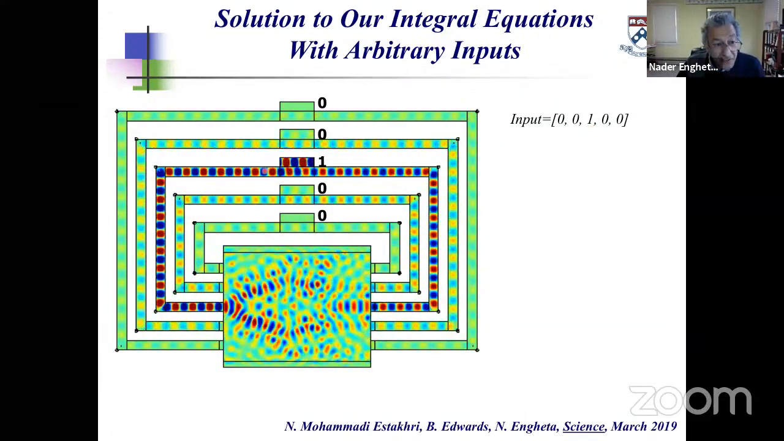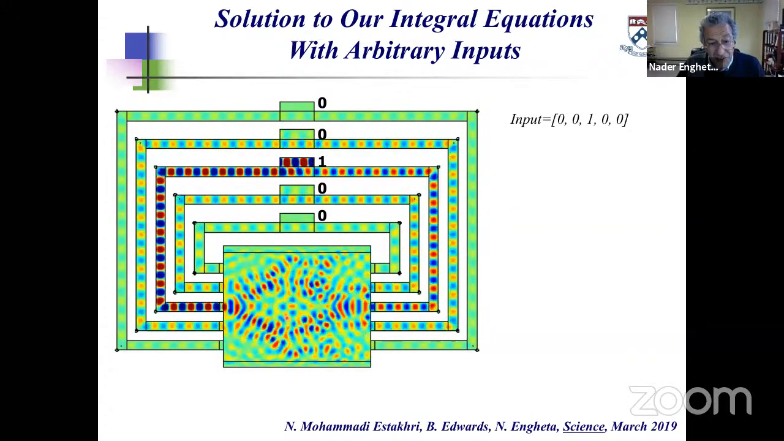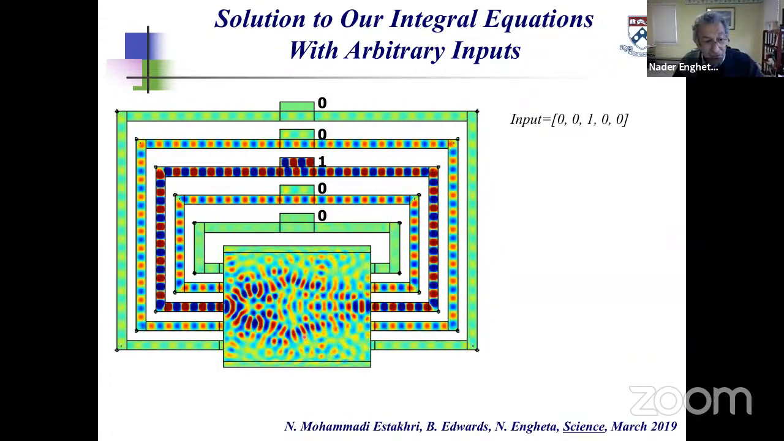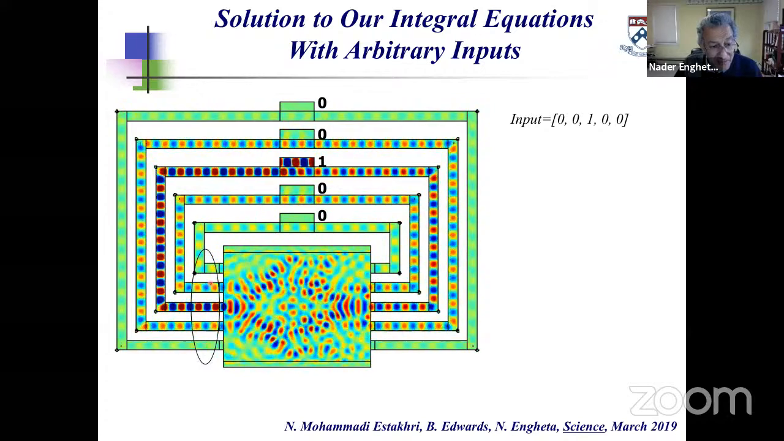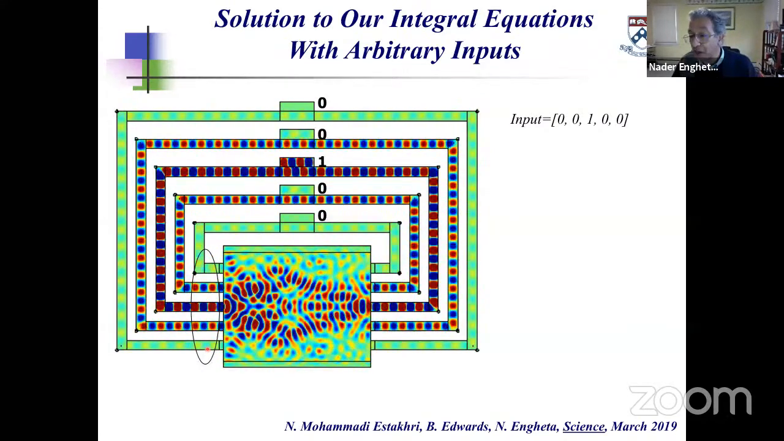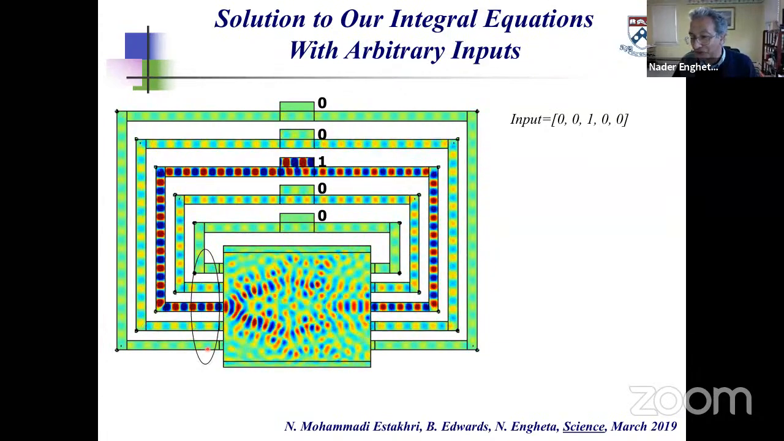You see what happens? This wave gets into this Swiss cheese or labyrinth structure. It's being coupled, and then you come over here and you read the five complex numbers that you have over here. That five complex numbers is a solution to that integral equation.